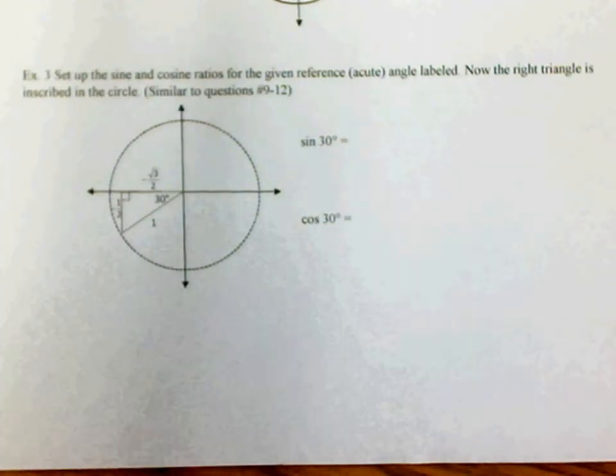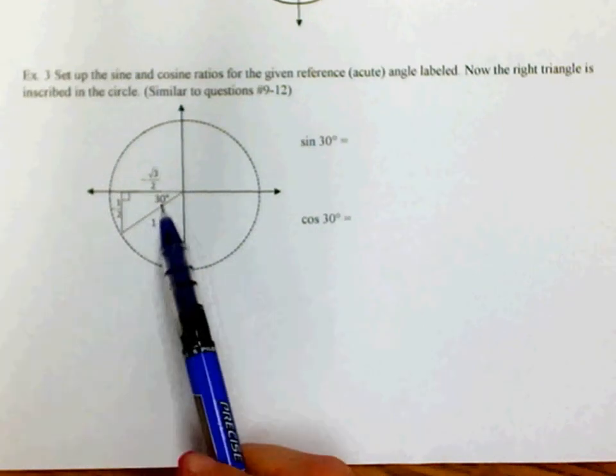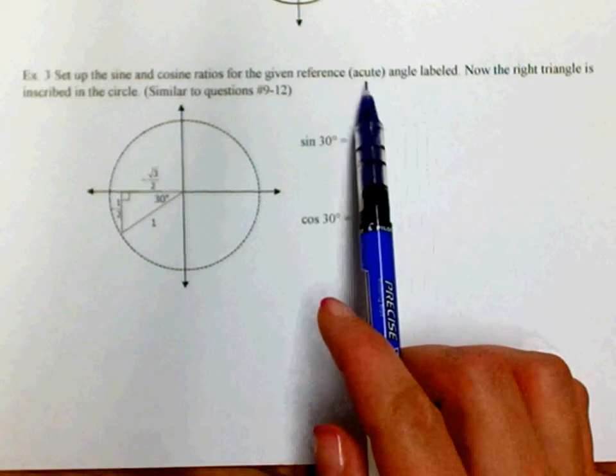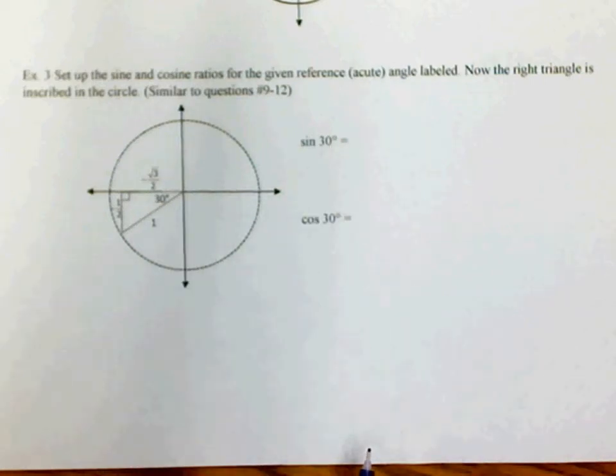Okay, example 3 asks us to set up just the sine and cosine ratios for the given reference angle that's labeled. So I have labeled here the 30 degree angle. We're talking about the acute angle. And I'm going to set up my sine and cosine. This time I've got some fractions, so it's going to be a little bit different.